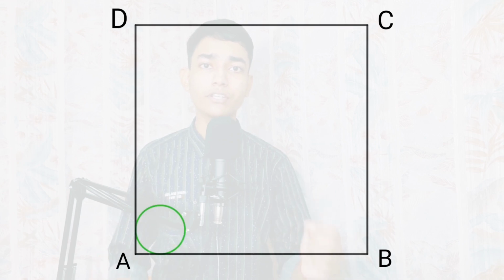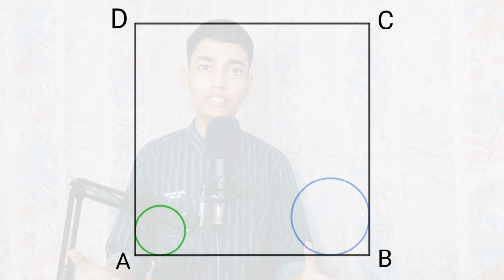So today we have an interesting geometrical problem. We take a square and label its corners as A, B, C, D. On the corner A, we draw a circle of radius 1 unit, and on the corner B, we draw a circle of radius 6 units, and both of these circles are tangent to their adjacent sides.